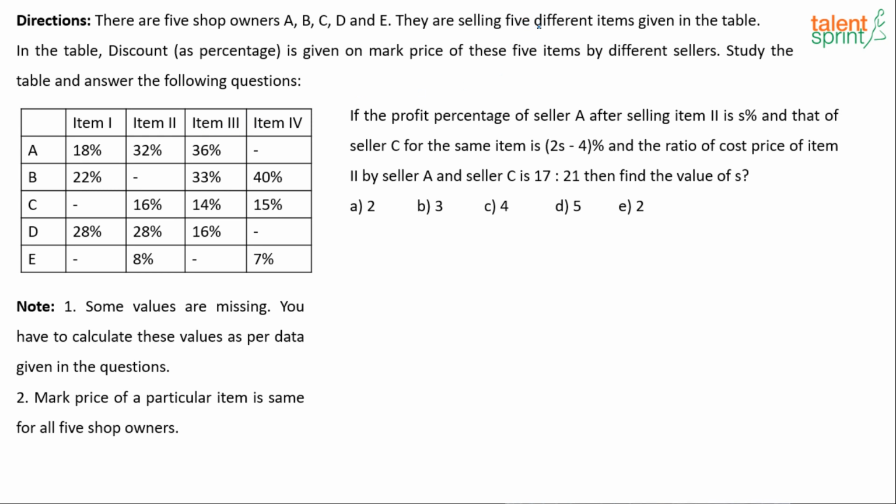So it looks like this is a mistake. Yeah, 4 different items, not 5. In the table, discount as percentage is given on the marked price of these 4 items again by different sellers. Study the table and answer the questions. So look at this table.